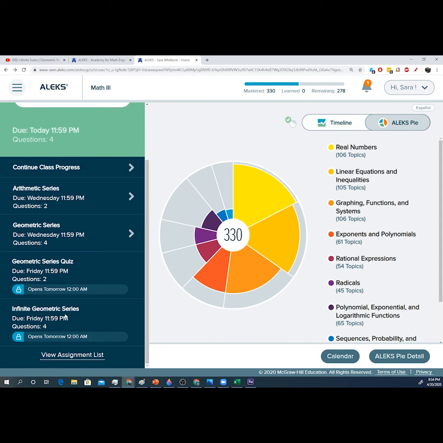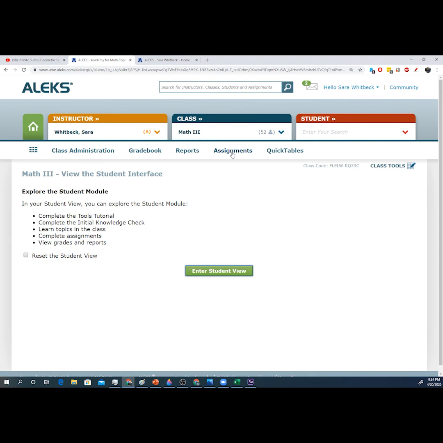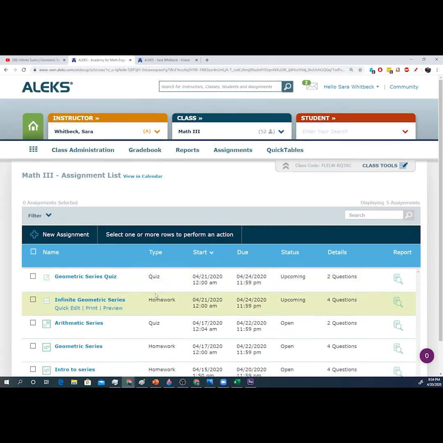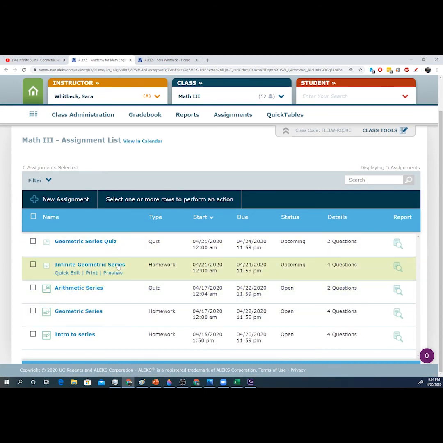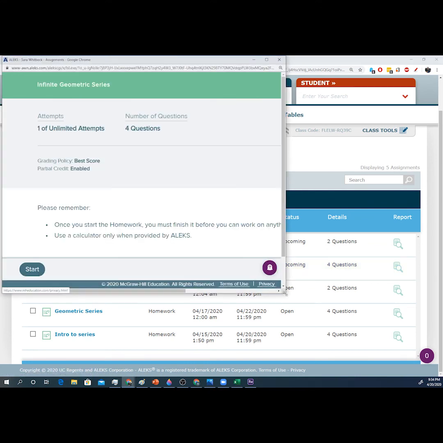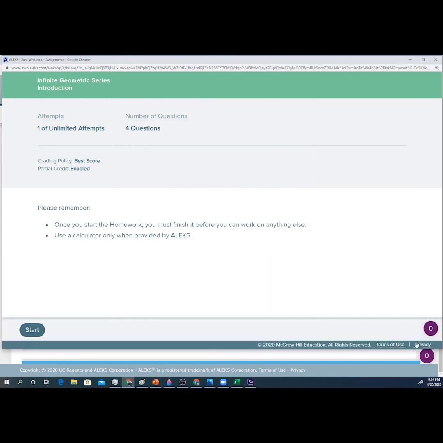So for your homework that we're doing with this lesson, we're going to do infinite geometric series, which I will access from my portal because I'm making this video before it's officially assigned. So I'm going to go to my infinite geometric series, and I'm going to do a preview just so I can get some sample problems from them that will look like your homework.